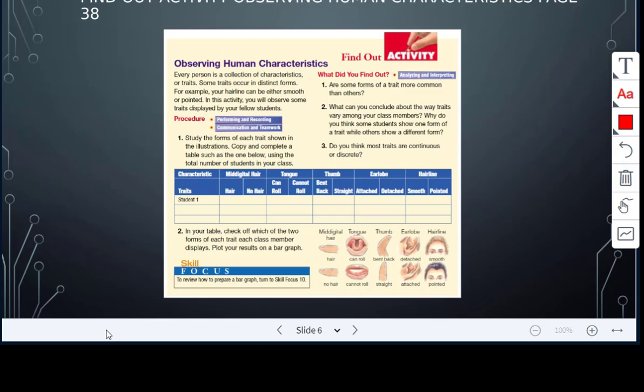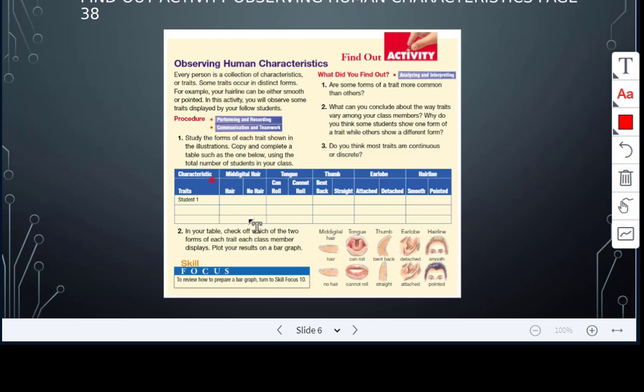This is just an investigation that you can do with your families. Normally if we were in a classroom, we could have done this. But basically it's just observing human characteristics. Every person is a collection of characteristics or traits. Some traits occur in distinct forms. For example, when we look at your hairline, it's either going to be smooth or it's going to be pointed, and that pointed is called a widow's peak. So again, you can do it with your families.